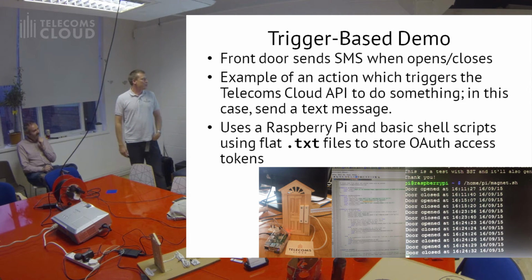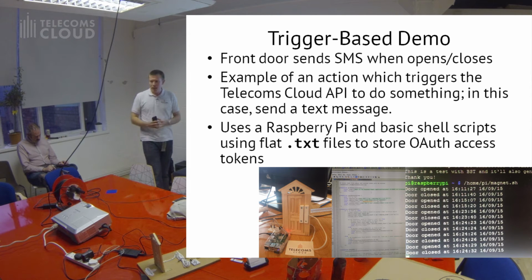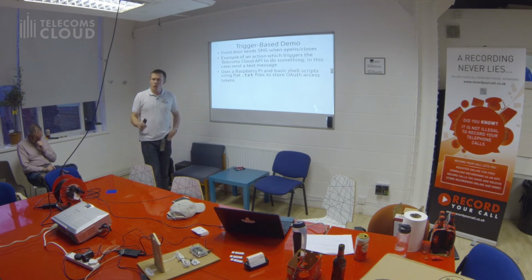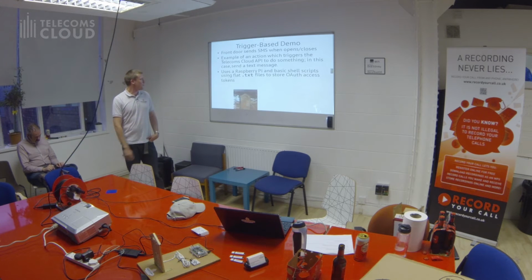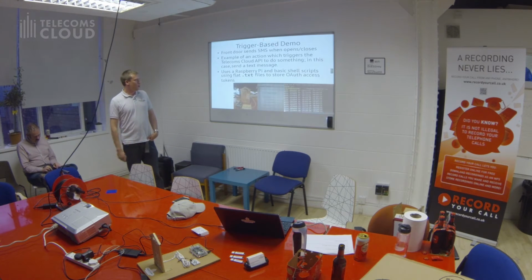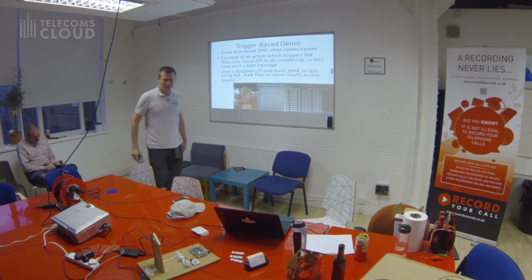So this uses a Raspberry Pi and just basic shell scripts, and it uses a flat text file to store the access credentials for the API. The purpose of this demo is that it's extremely lightweight, and the only dependency with the shell scripting is a little program called JQ, which allows you to parse JSON data on the command line. Apart from that, it's using a Raspberry Pi, which costs about 25 quid, and some little magnetic sensors, and you can build something that's, I think, quite impressive with that. These are some little pictures of it as well there. So let's get onto the demo.